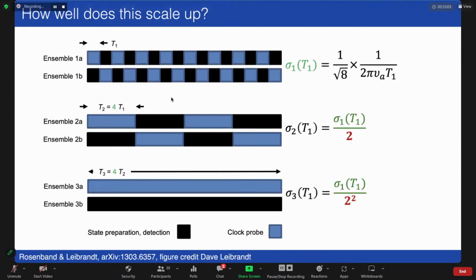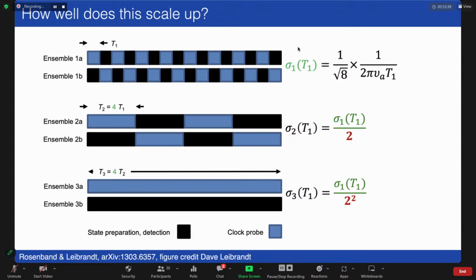You can, of course, ask, how far can you push this, and how does this scale as you continue to add more ensembles? There's this beautiful paper that's only on the archive from 2013 from Rosenband and Leibrandt, where they actually thought about this, and they pointed out that if you use much more sophisticated things that we can't do yet, where you can reuse the ensembles without reloading the atoms each time, and you can also make mid-circuit measurements, meaning that you can measure one set of ensembles while the other ensembles are still being interrogated, you should actually expect to get exponential scaling of your clock performance with atom number.